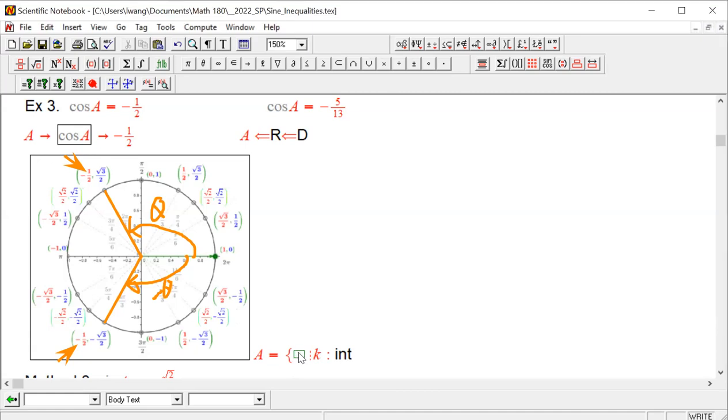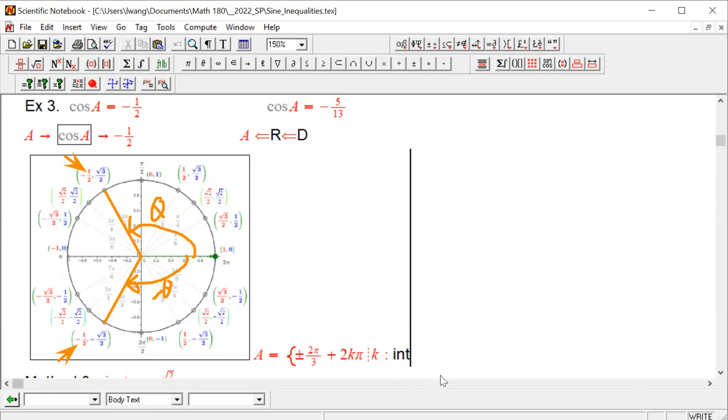So here we go. The solution is 2 pi over 3, it could be positive or negative, plus 2k pi. It's similar to our previous situation, in the special case. Yeah, so we got it.